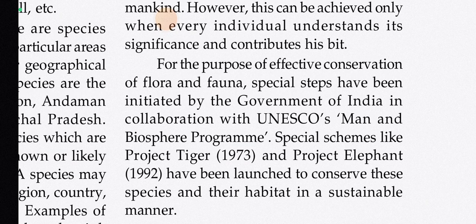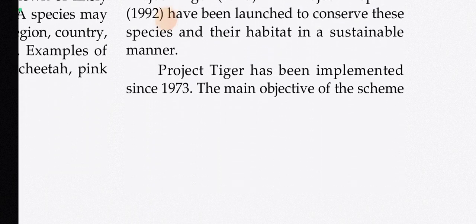For the purpose of effective conservation of flora and fauna, special steps have been initiated by the Government of India in collaboration with UNESCO's Man and Biosphere Program. Special schemes like Project Tiger and Project Elephant, Project Tiger in 1973 and Project Elephant in 1992, have been launched to conserve these species and their habitat in a sustainable manner.